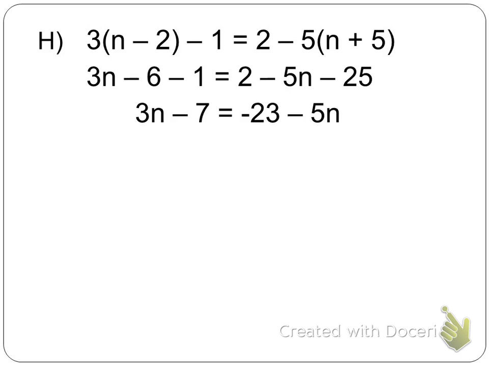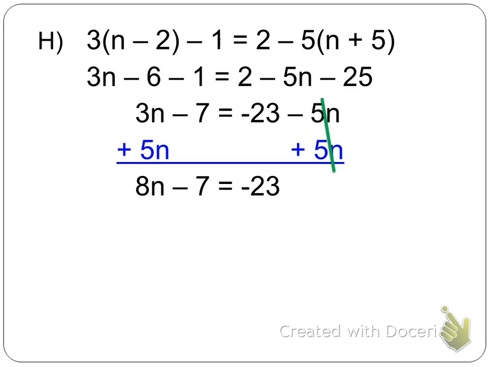Now you can start collecting your n's. Where should we get those? Yes, sir. Add 5n to both sides. That gives you 8n minus 7 equals negative 23. Now what? Somebody else. He's doing all the hard work for you. Yes? Add 7 to both sides. Very good.